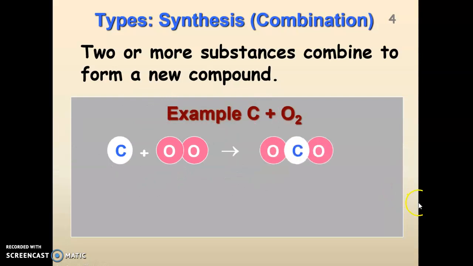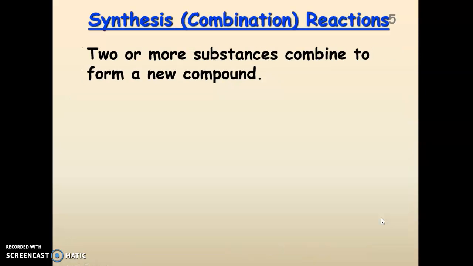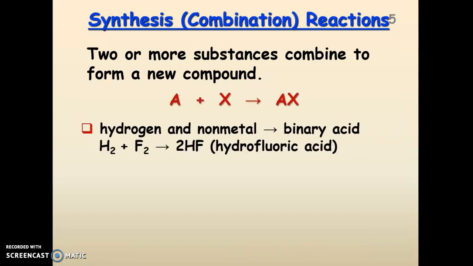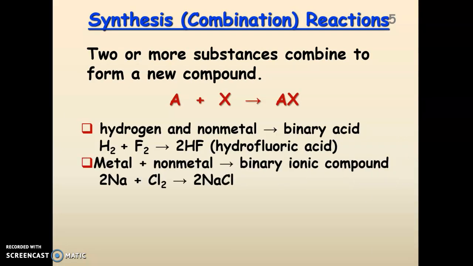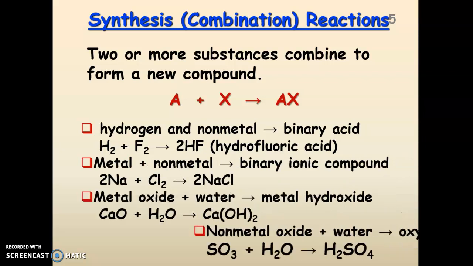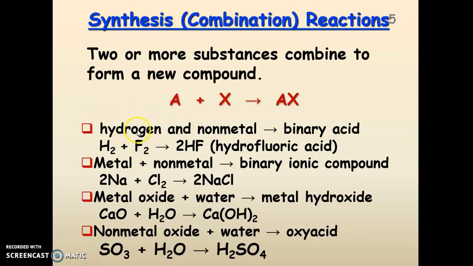Alright, so to review our synthesis reaction type. In a synthesis, two separate compounds or two separate substances will become one substance. To get more specific, where we start predicting products, there are different types of syntheses, like where you have two elements and they combine to form a compound made from those elements, such as this one, H2 plus F2 makes HF.